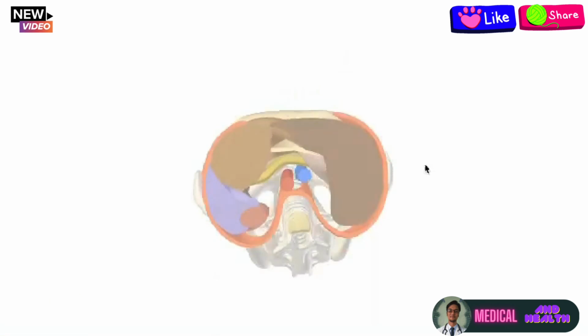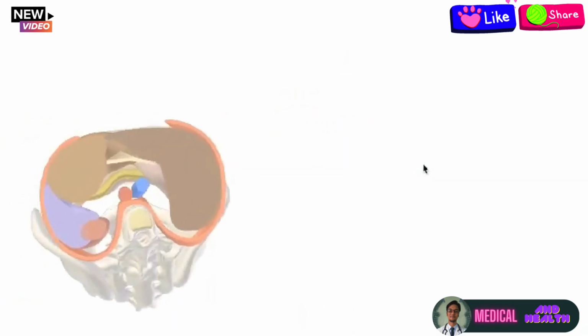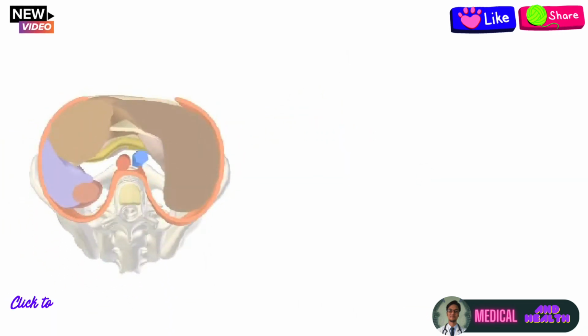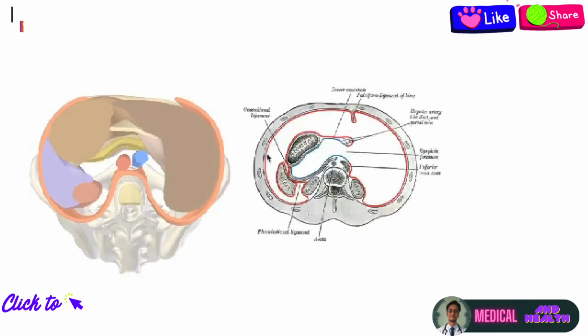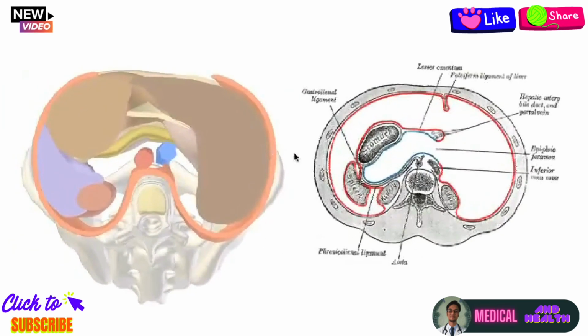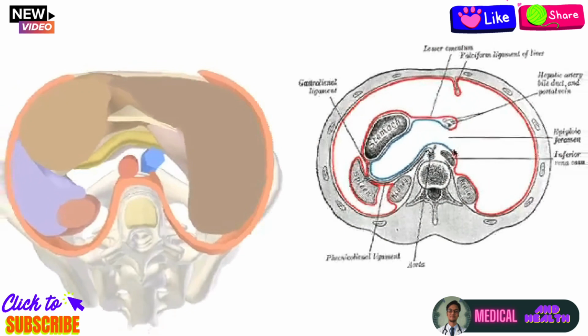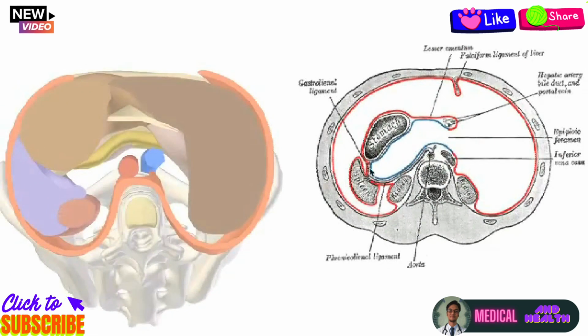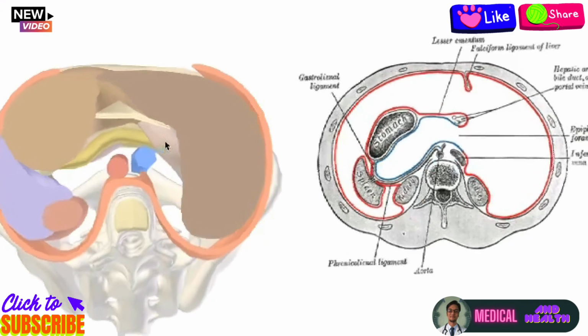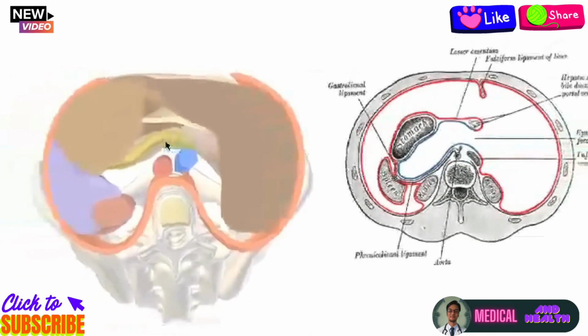So I've cut our model in this plane because I want to bring up an image that you may have seen before, which is from an old version of Gray's Anatomy. And this shows us pretty neatly the boundary of the lesser sac. This blue bit here represents the peritoneum that bounds the lesser sac, and all other peritoneum is in red. So let's draw that out on our own model.